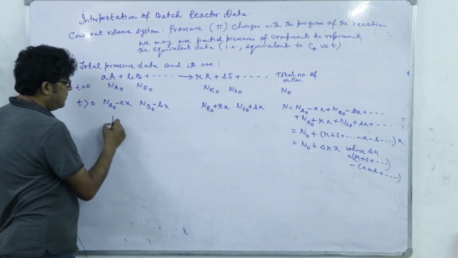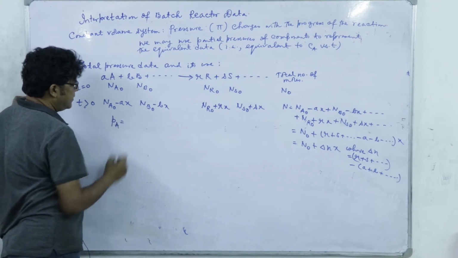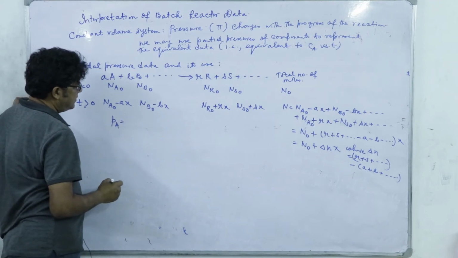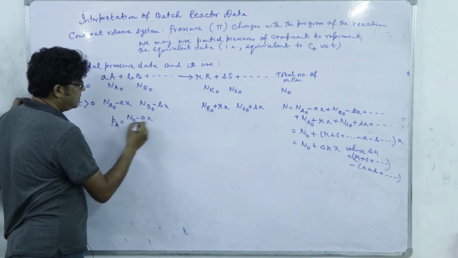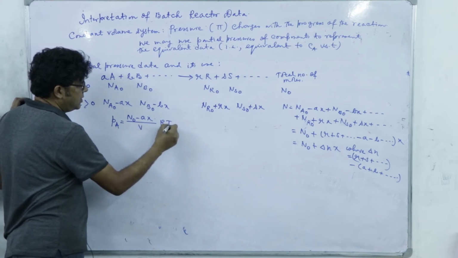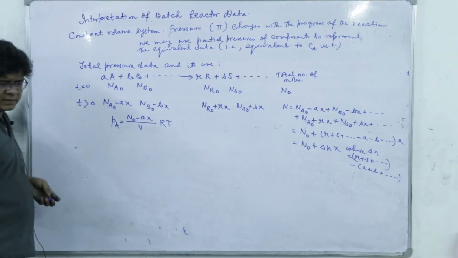Now, PA equal to (NA0 minus aX) divided by V into RT. Right.